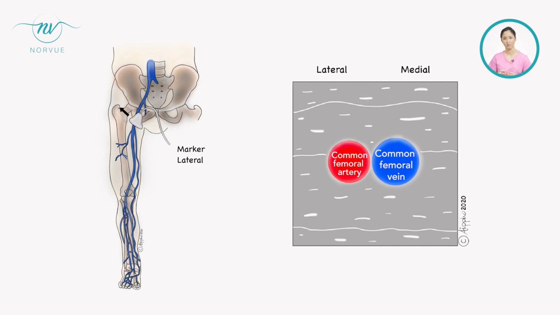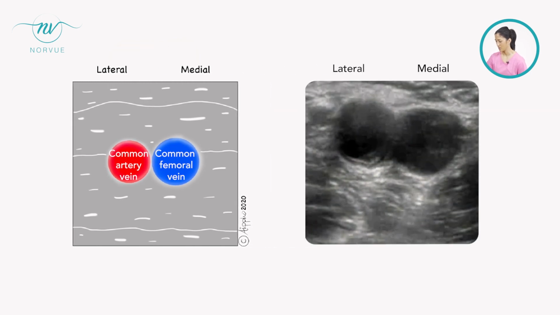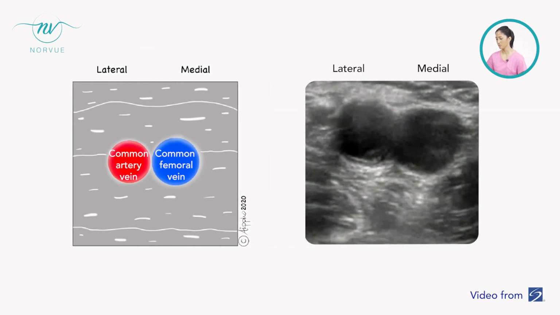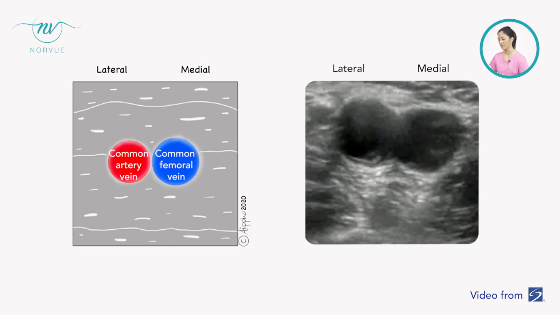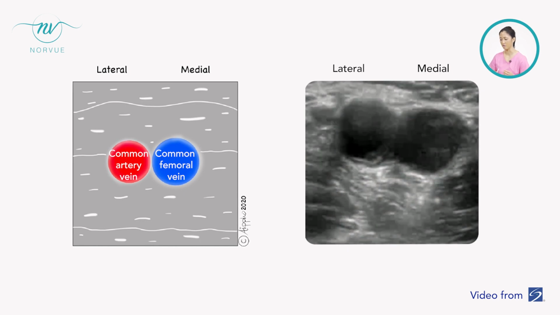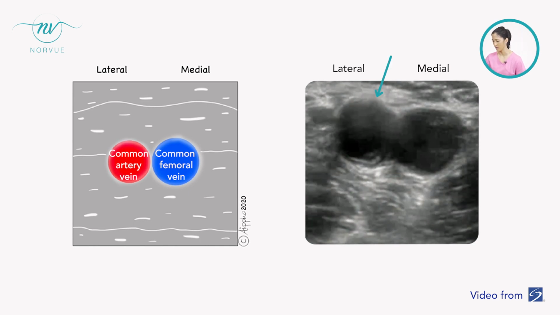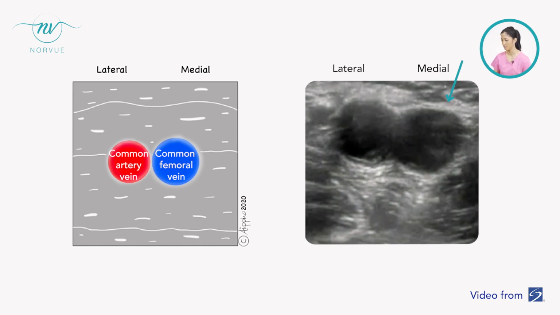Take a closer look at how it looks on the ultrasound. And here's a video that is showing you that. If we use the signs that you learned previously on how to differentiate a vein from an artery, you see there's some pulsation here, right? And that is an artery. And veins don't have any pulsation.